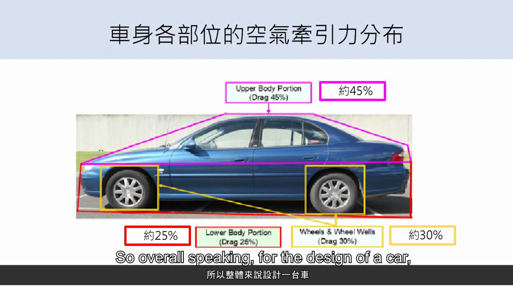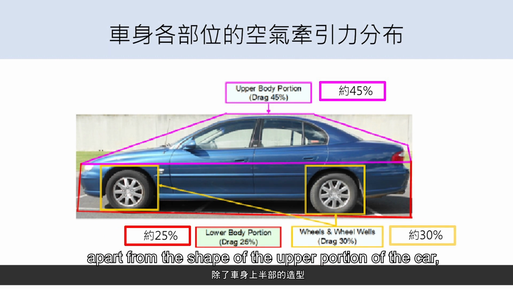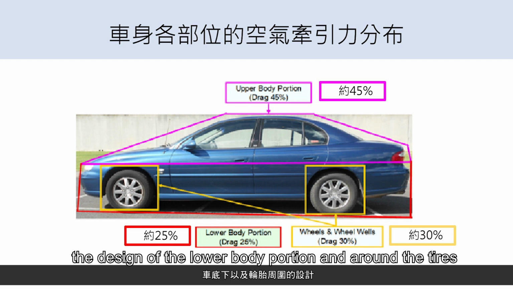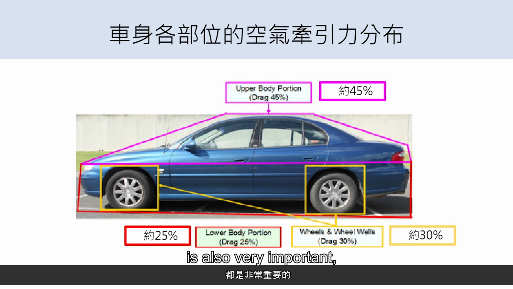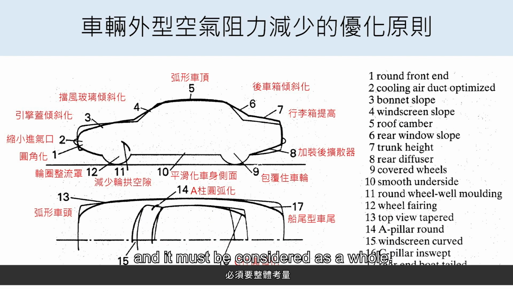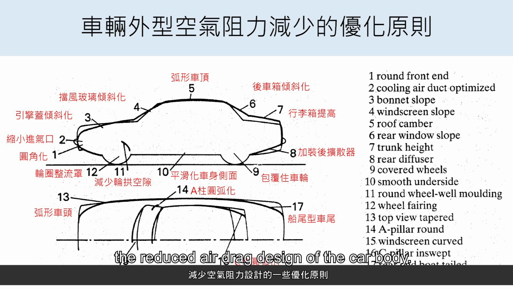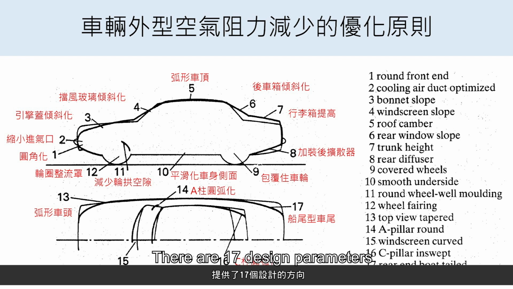So overall speaking, for the design of a car, apart from the shape of the upper portion of the car, the design of the lower body portion and around the tires is also very important, and it must be considered as a whole. In our handout, we have provided some design principles for the reduced air drag design of the car body. There are 17 design parameters regarding the car body style design for your reference.